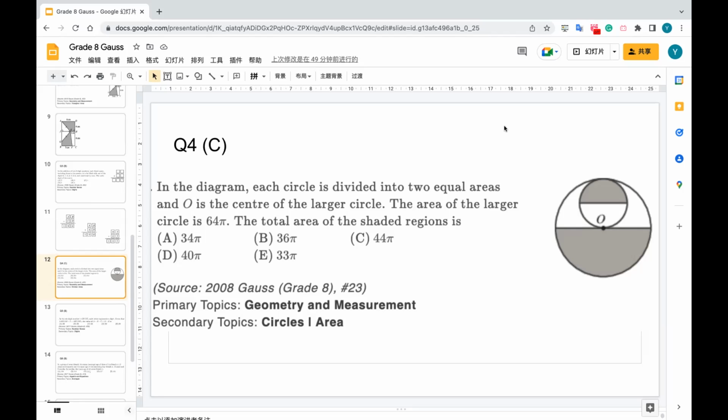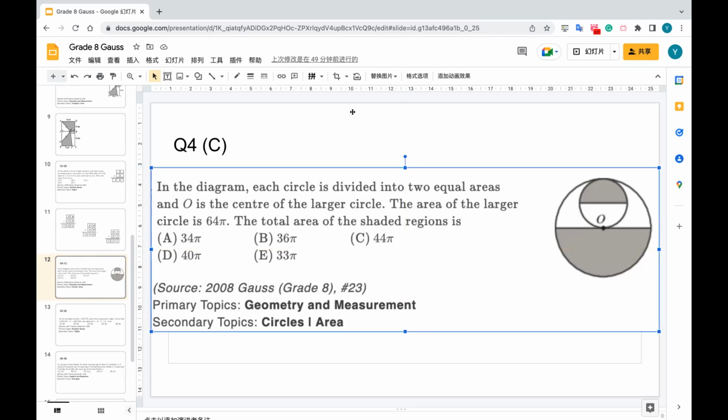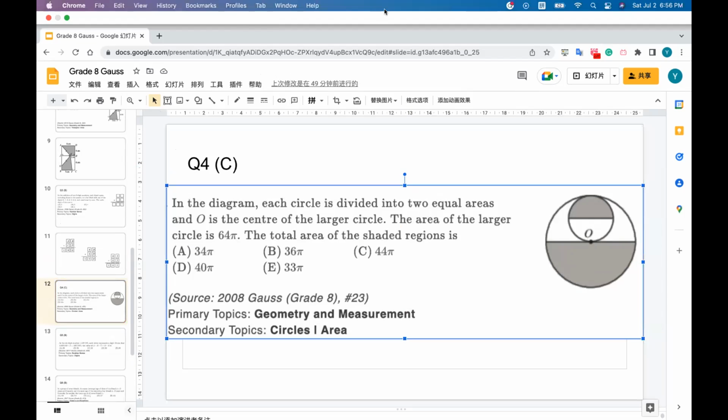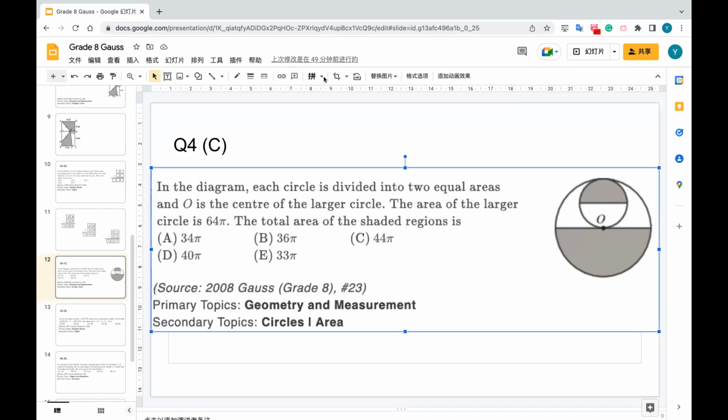Wait, what do the pies beside the numbers mean? What do you mean? This one? 64 pi. Have you learned the equation of the area of the circle? Yeah, it's 2 pi r square, I think. No, it's pi r square. That's where the 2 pi comes from. 2 pi r is for a cylinder.